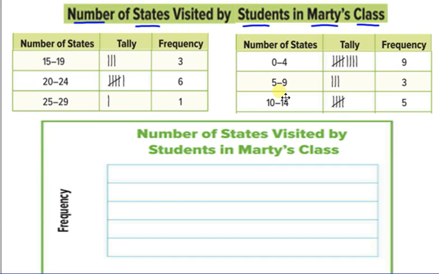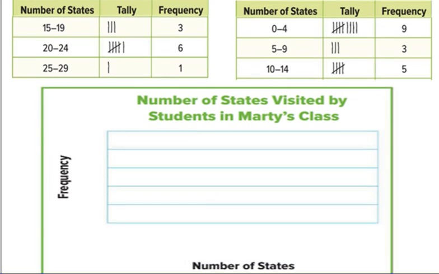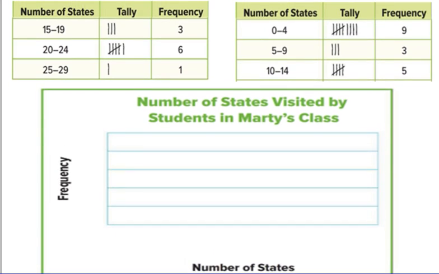People who have visited 5 to 9 states, the tally and the frequency. 10 to 14 states, the tally and the frequency. And remember that the tally matches the frequency. So 3 sticks is a frequency of 3. 5 sticks is a frequency of 5, and on and on and on. And so all it wants us to do in this situation is to make the histogram.